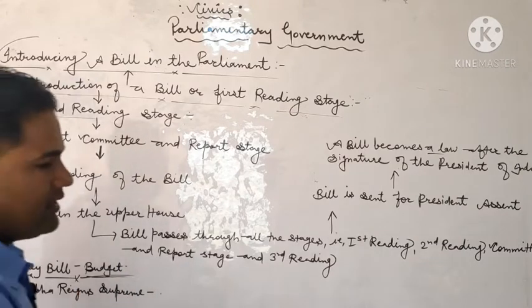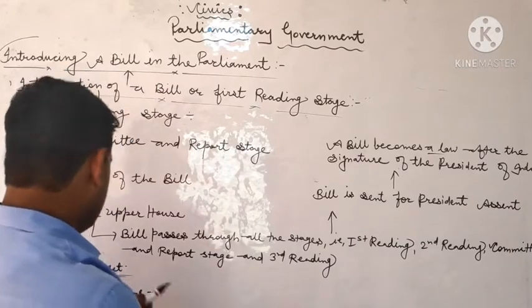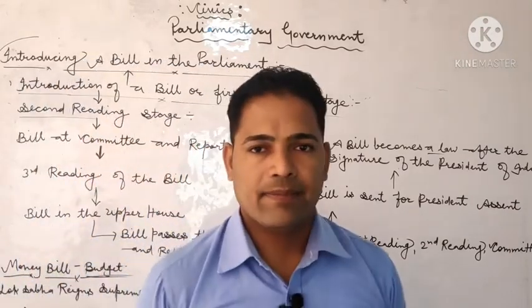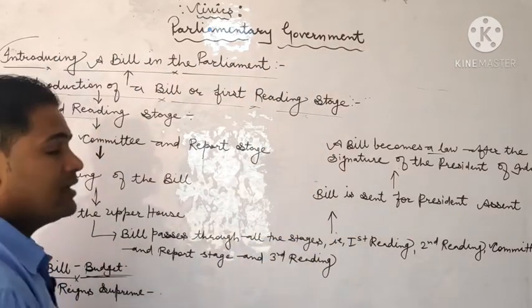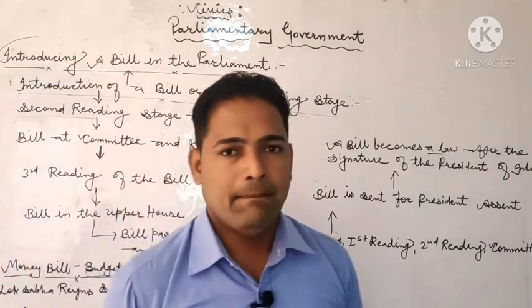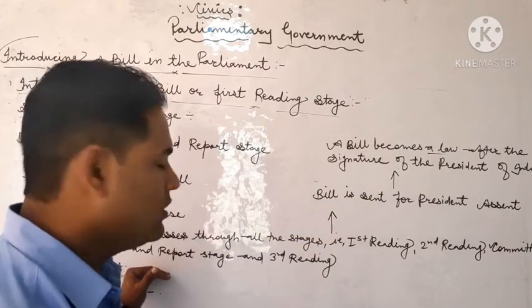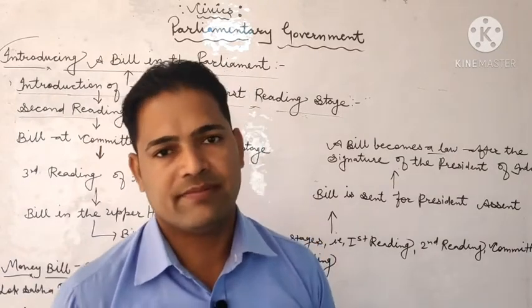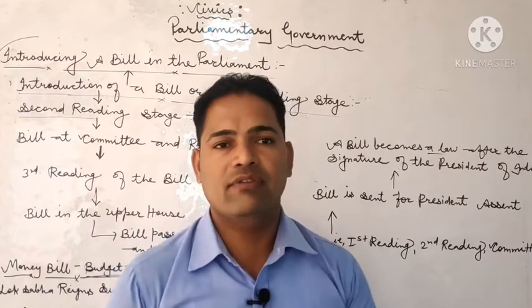Because a money bill is related to financial matters, it can be passed by the Lok Sabha only, meaning we can pass it directly in the Lok Sabha. There is no compulsion that this bill should be sent to the Rajya Sabha also. But just like an ordinary bill, we can send this bill to the Rajya Sabha, but the Rajya Sabha can hold a money bill, as the upper house, only for 14 days.